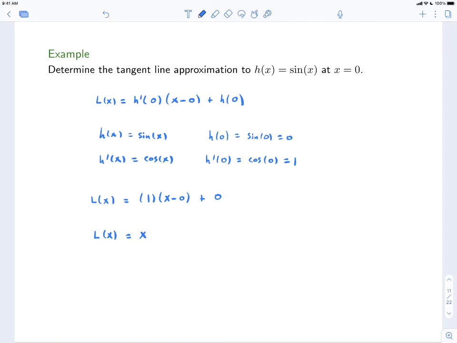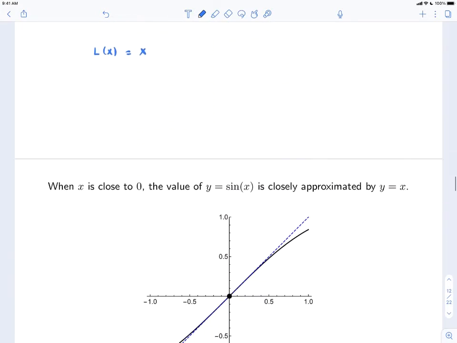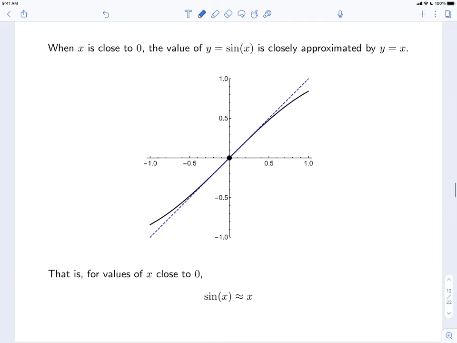And indeed, for x very close to 0, sine of x is approximately x. As we can see from this graph, we have the graph of sine of x here and the graph of the tangent line. Indeed, for values of x close to 0, sine of x is very closely approximated by x.